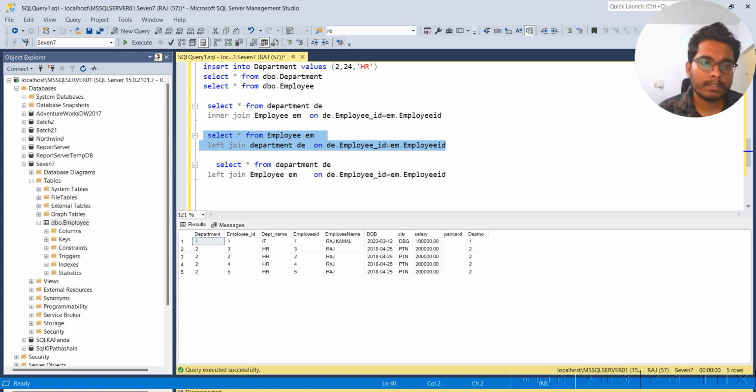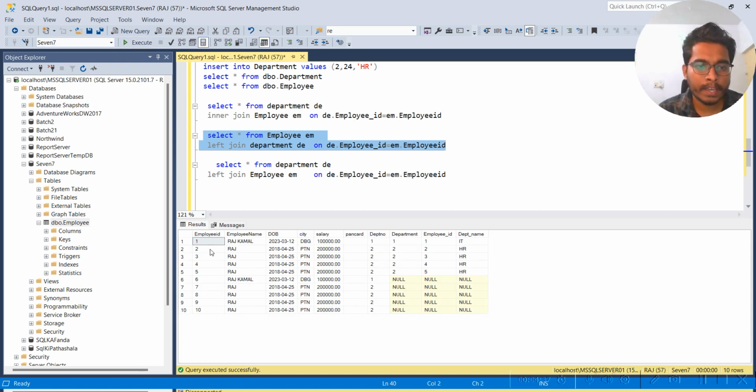So let me run this first, and you can see I am getting all the values of the employee table first, and then we are getting the values of the department table, and for the values for which employee id is not matching in department we are getting columns as null. So this is a very important concept, which will help you in report development, report design, filtering of data, and so on and so forth. So this is something that I would like you guys to remember.